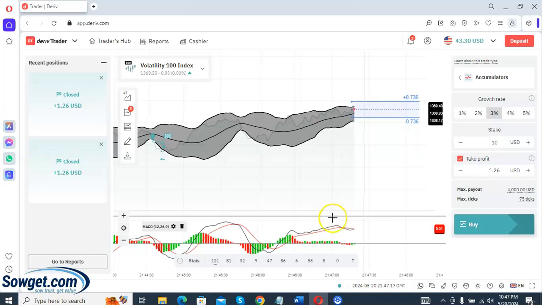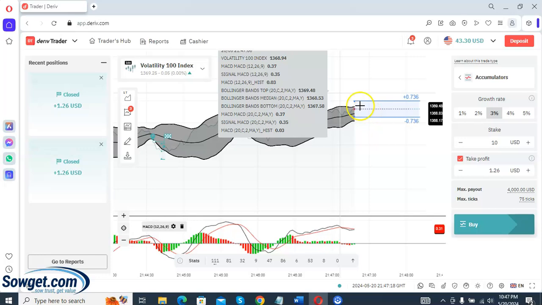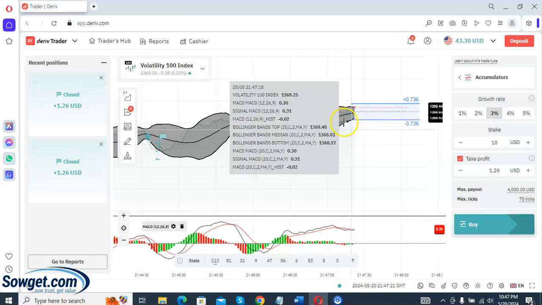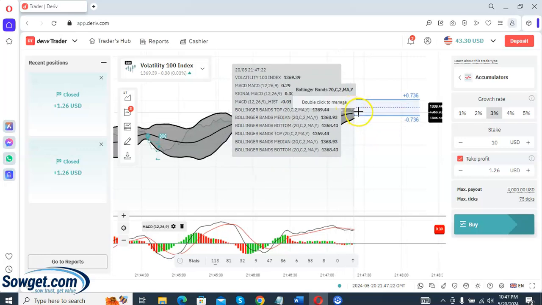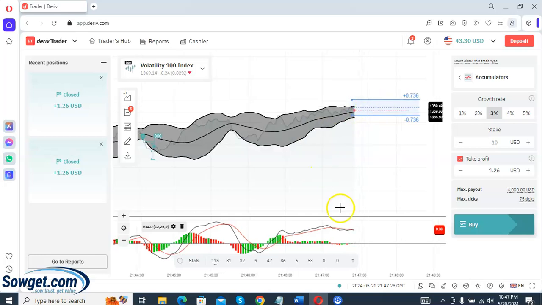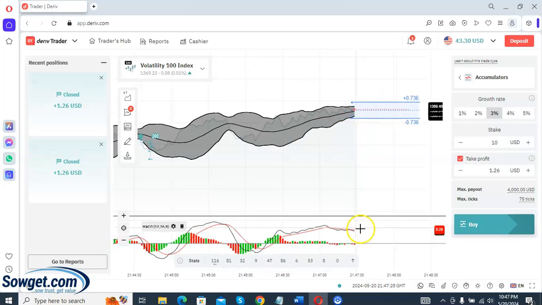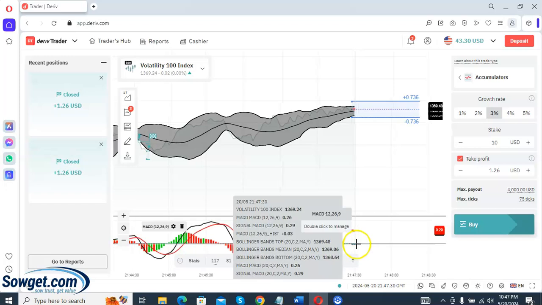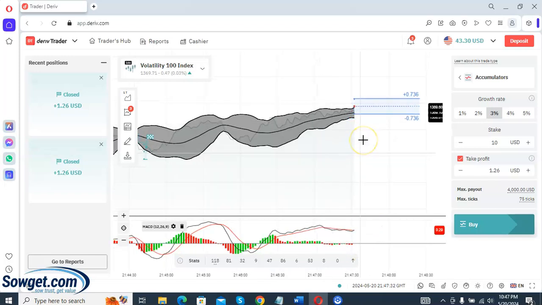Okay, so guys, whenever you see a setup like this, do not take a trade. You can see that the Bollinger Bands are inside of our price barrier at this point, but the moving averages are far away from the MACD 0 line. So the conditions are not met here, so do not take a trade at this kind of setup.